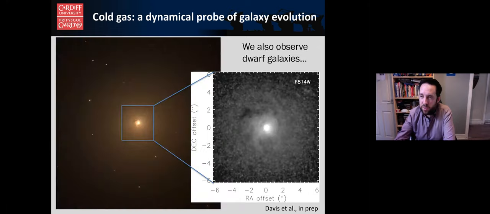So we can also have a look at this in the dwarf galaxies. This is one of the objects that I talked about earlier when we measured black hole masses. This is a very nearby dwarf galaxy, NGC 404. That paper is about to come out. It's about to be resubmitted to the referee for a second time. This galaxy looks fairly unremarkable. It doesn't look like it should have a lot of molecular gas. But if you zoom down into its center with HST, you see that indeed it does. There's some dust obscuration in the center.